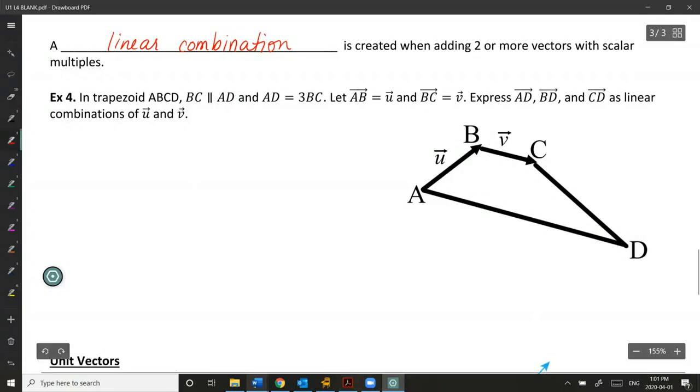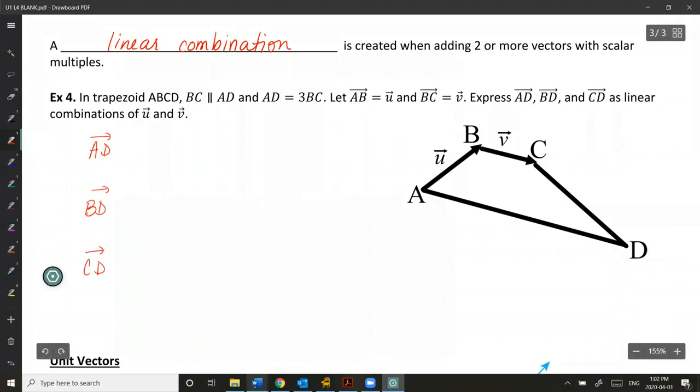Now if we translate those into vectors, so we give them a direction, we know that vector AB is equal to U, so that's shown in our diagram, and vector BC is equal to V. So we're tasked with finding AD, BD, and CD as linear combinations of U and V.